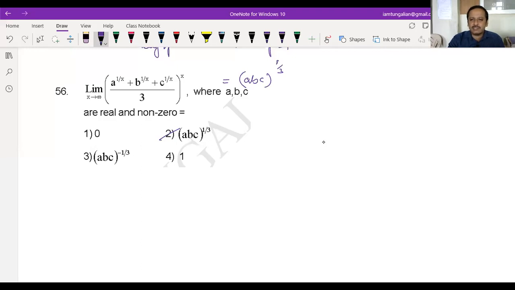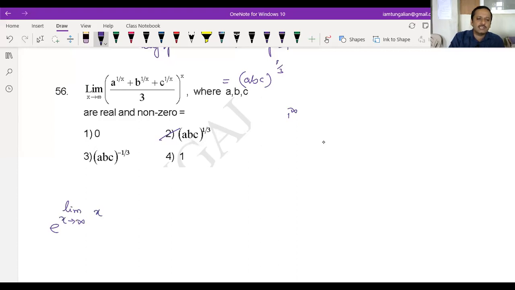I'll give you the actual method first and then I'll explain the shortcut. If we directly apply the limit, see what we are going to get. As x tends to infinity, a power 1 by x has 1 by infinity, which tends to 0. A power 0 you get, which is 1. Here b power 0 is 1, c power 0 is 1. 1 plus 1 plus 1, you have 3 by 3. So this will be 1 and the power is infinity. When we directly apply the limit, it is of the form 1 power infinity. When it is of the form 1 power infinity, immediately we use this formula: e to the power limit x tends to infinity g of x.